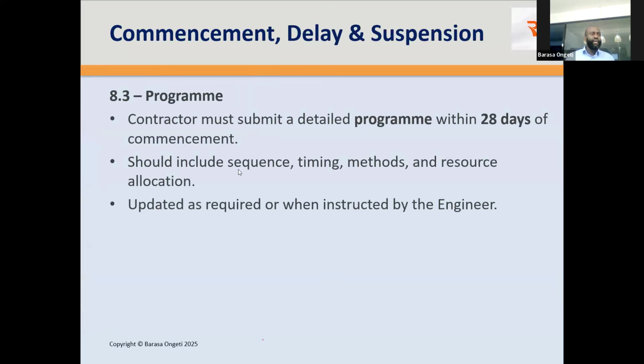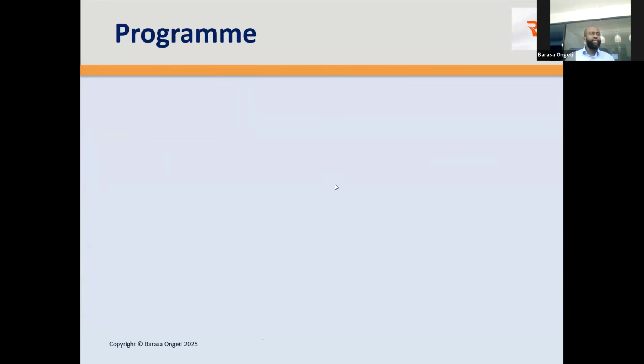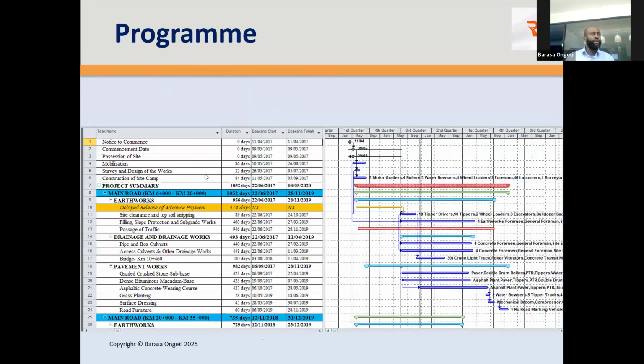Remember, we said, what do we have? Sequence, timing, methods, okay? So let's see if we have them here. We have a task name. It gives you the sequence or the order. So I, as a contractor, first need to have the notice to commence. It should have been given to me on 11th of April, 2017. And then I commence on that date, a day after, or is it, I don't know how long after, 28 days, I believe. Yes, this one is 28 days from notice to commence, thereabout.